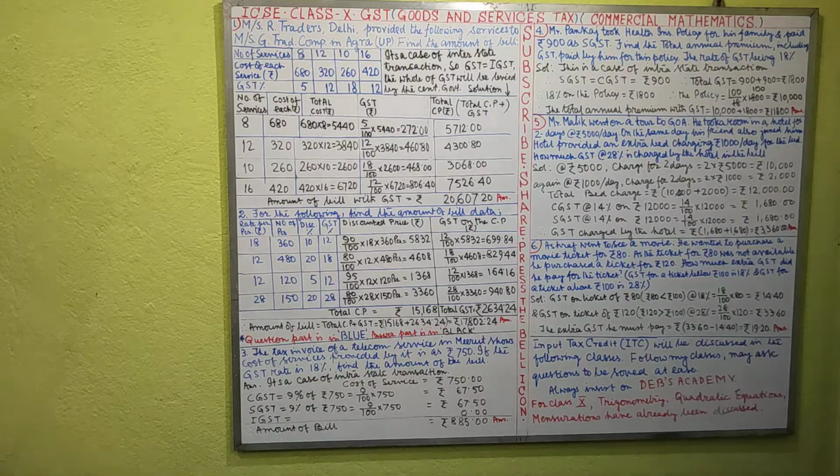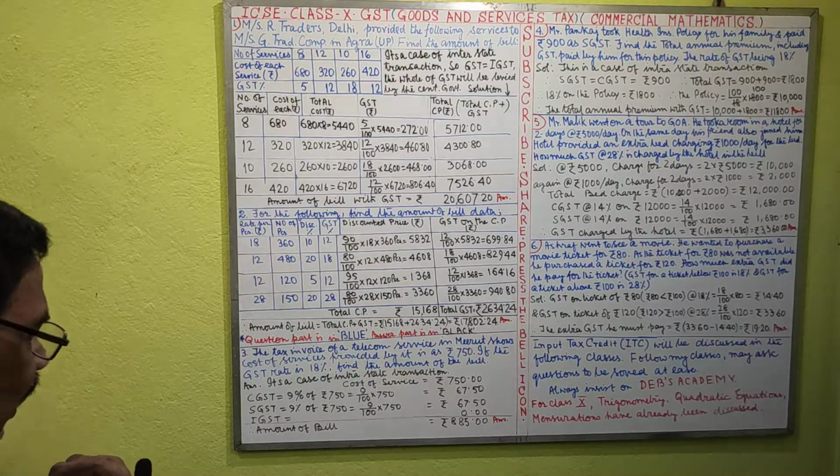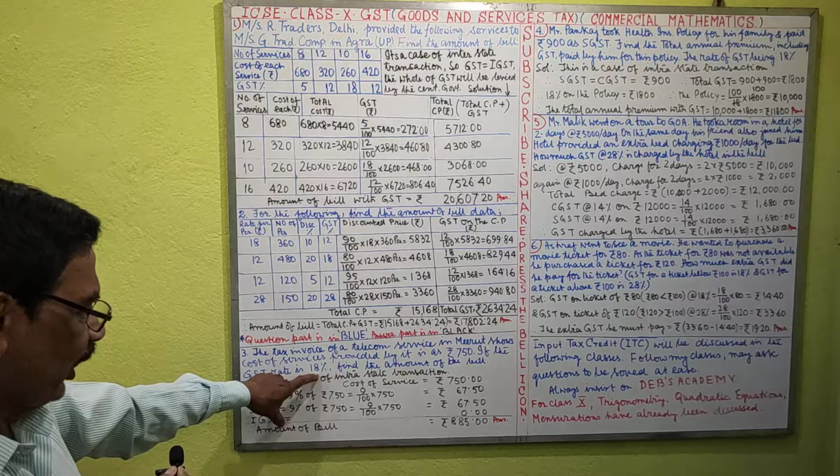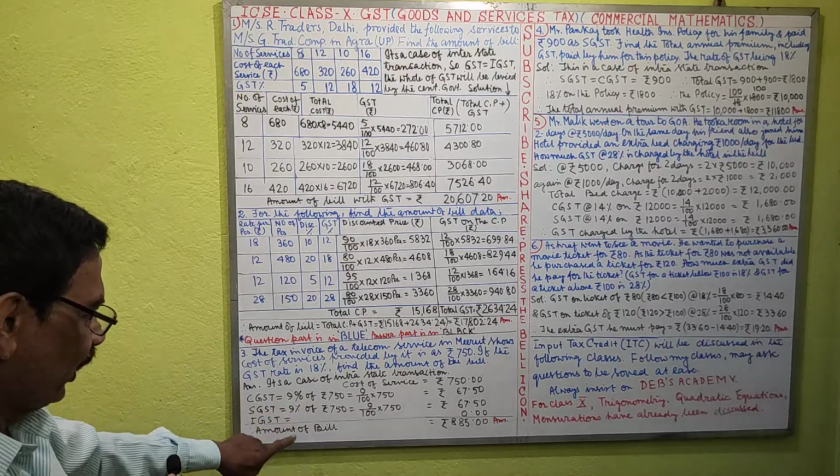Next, the tax invoice of a telecom service in Meerut shows cost of service provided by it as rupees 750. If the GST rate is 18%, find the amount of bill. Since it is an intrastate transaction, the CGST and SGST will be 9% and 9% correspondingly. Since the GST is given as 18%, they will be 9% and 9%.